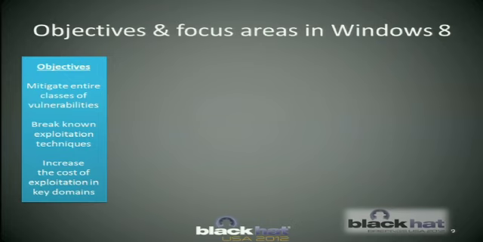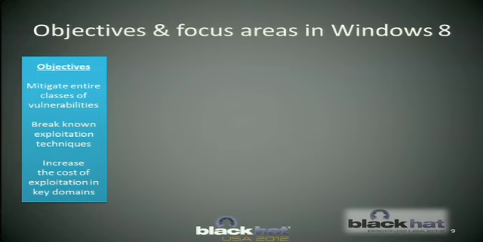So for Windows 8, we had three high-level objectives that we wanted to go after for improving exploit mitigations. The first was, we want to do everything we can to mitigate entire classes of vulnerabilities. If we have a mitigation that's 100% effective for a particular class of vulnerability, then that vulnerability can no longer be used to elevate privileges. It's a denial of service at best.